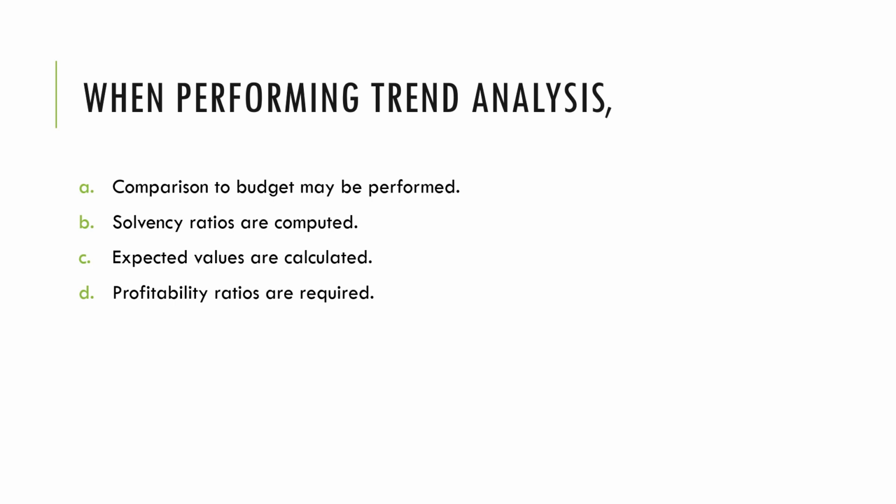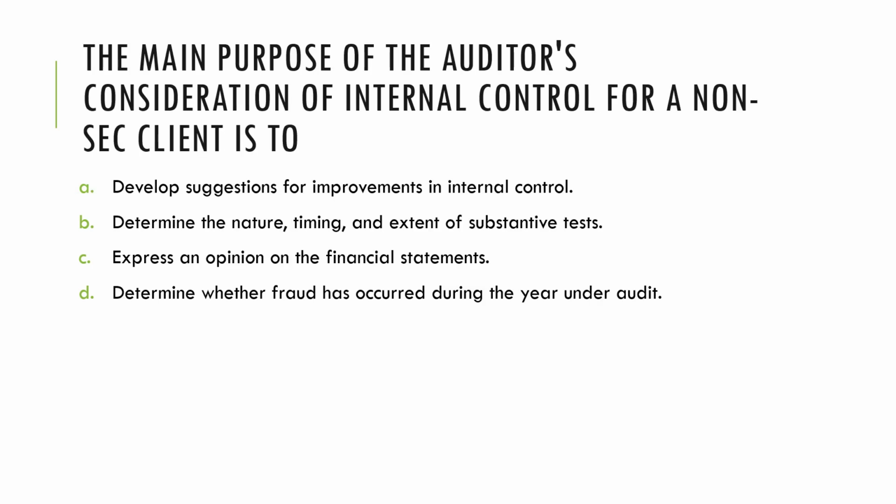And while the computation of ratios may also form part of our analytical procedures, the performance of a trend analysis would normally involve comparison to budget to determine whether the trend is showing the entity's or the company's ability to meet the targets or the budget. And so therefore the answer to this is alpha.